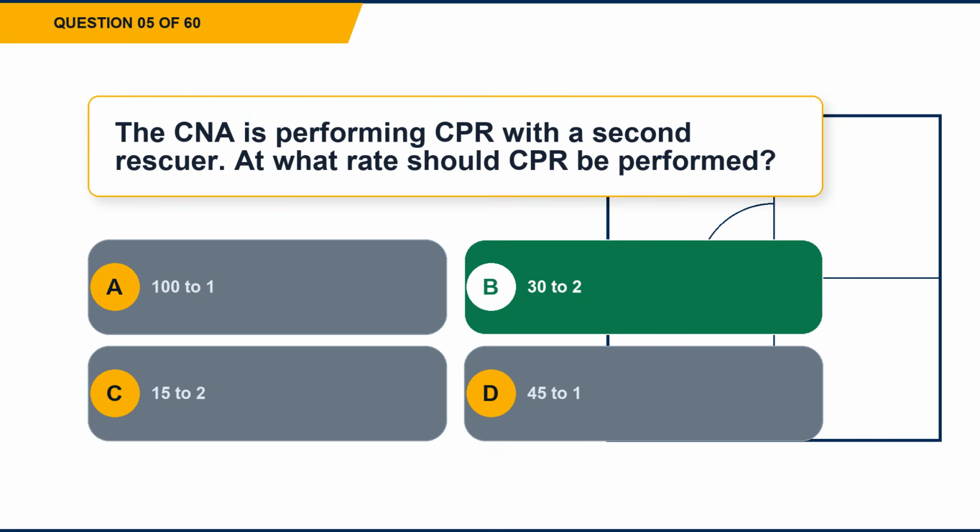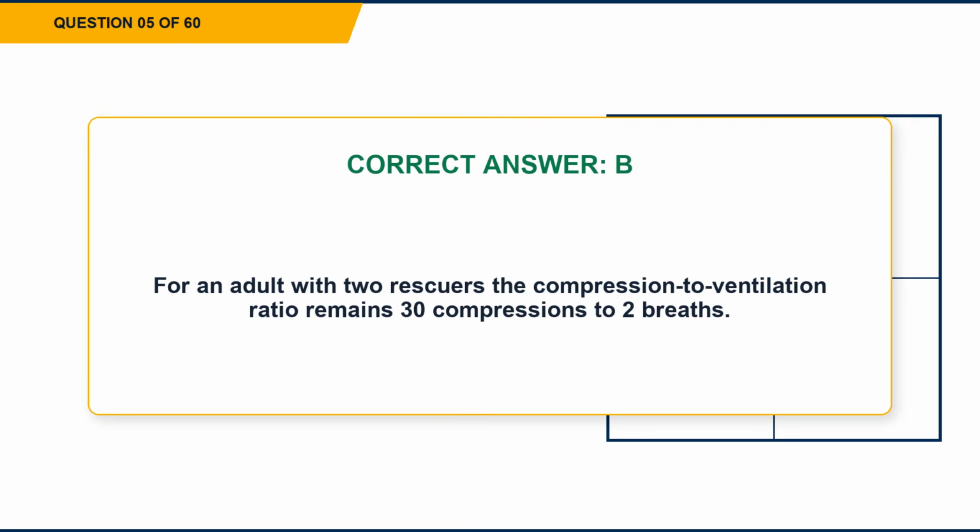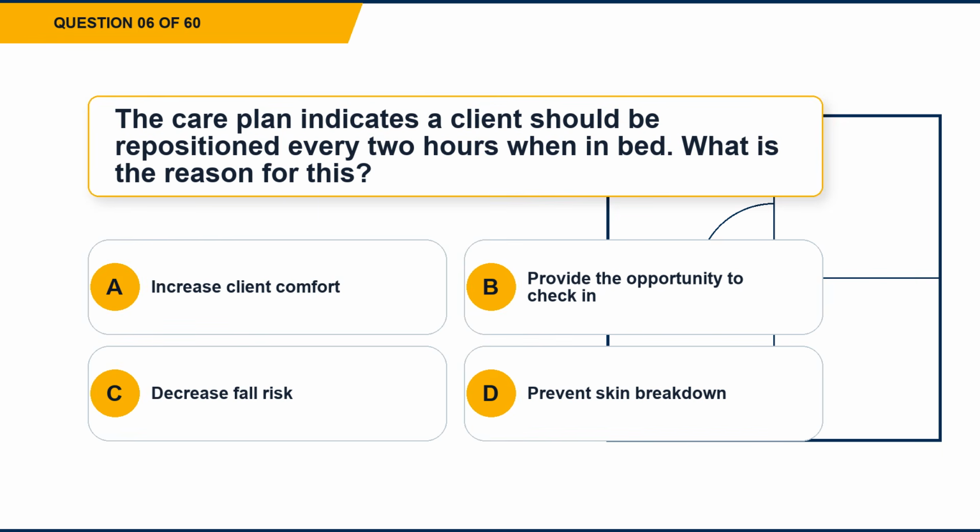30-2. Explanation. For an adult with 2 rescuers, the compression to ventilation ratio remains 30 compressions to 2 breaths. Question 6. The care plan indicates a client should be repositioned every 2 hours when in bed. What is the reason for this? Option A. Increase client comfort. Option B. Provide the opportunity to check in. Option C. Decrease fall risk. Option D. Prevent skin breakdown. The correct answer is option D.